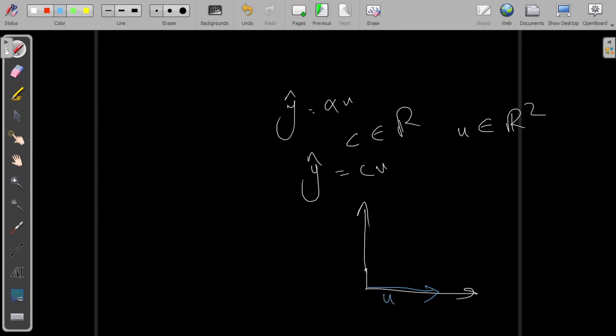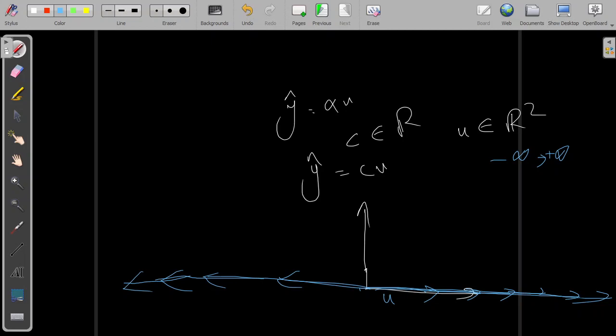Then Cu, where c belongs to R, means that for different values of c ranging from minus infinity to plus infinity, if you vary this value of c, you will get an infinite number of vectors like this, also in this direction, like this, like this also.